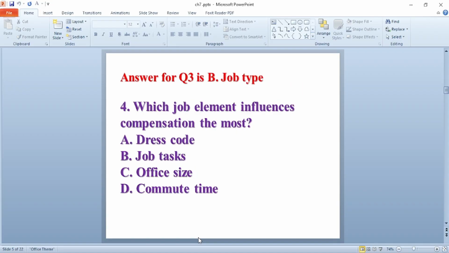Question number 4. Which job element influences compensation the most? A. Dress code. B. Job tasks. C. Office size. D. Commute time. Answer for this question is B. Job tasks.